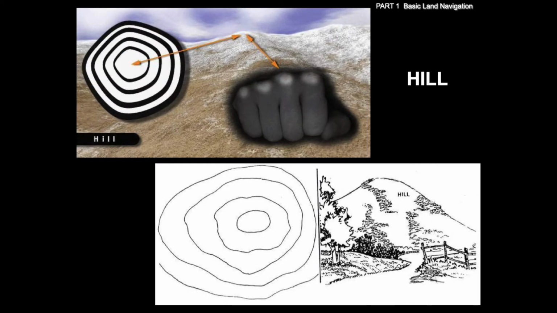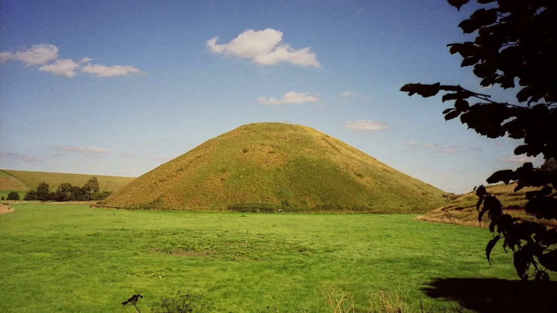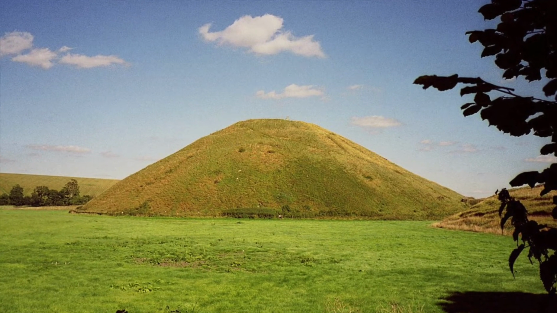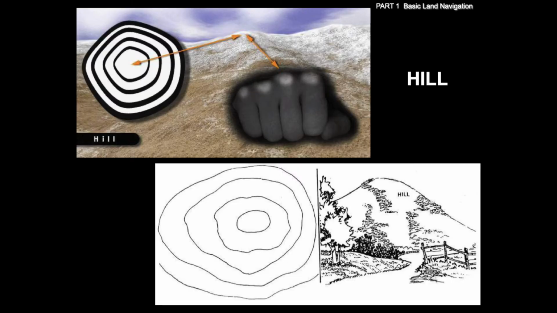Pretty easy. You identify a contour line that touches itself. It goes in a circle or some version of a circle, surrounded by other circles. That is going to be, like we were talking about, our fist. That ridge line up there is full of those hilltops. So looking back at our fist, each one of those knuckles is a hilltop.